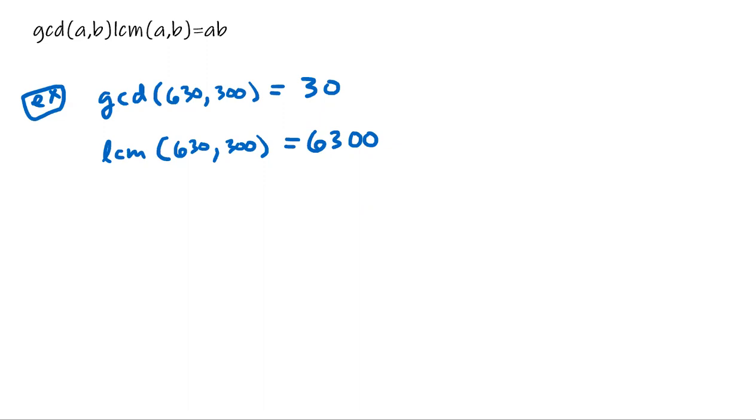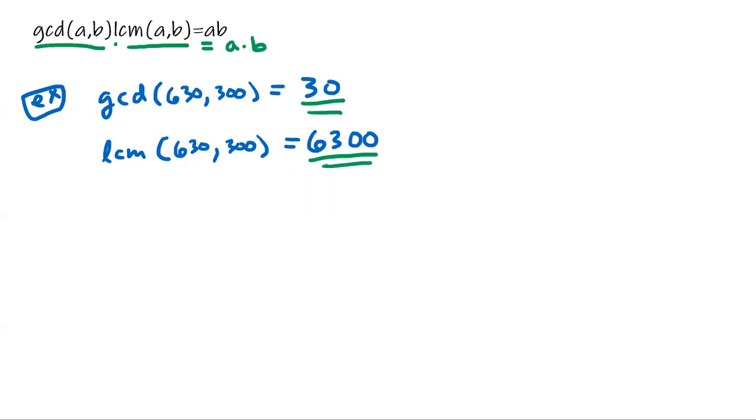If you know the greatest common divisor and the least common multiple, one interesting thing is that if you take the GCD and you multiply it by the LCM, you're going to get just the product of A times B. So in a previous video, we showed you that the GCD of 630 and 300 was 30, and the LCM of 630 and 300 was 6,300.